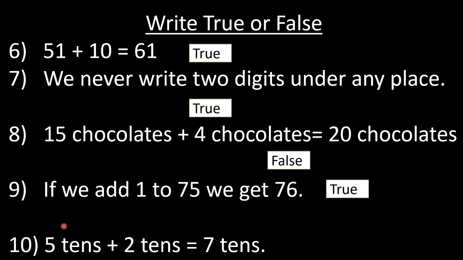Now in question number 10, 5 tens plus 2 tens is equal to 7 tens. So here 5 plus 2. So keep 5 in your mind and 2 on your fingers. Let's start counting. 6, 7. Yes, this is equal to 7 tens. So this statement is also true. So we'll write true for it.